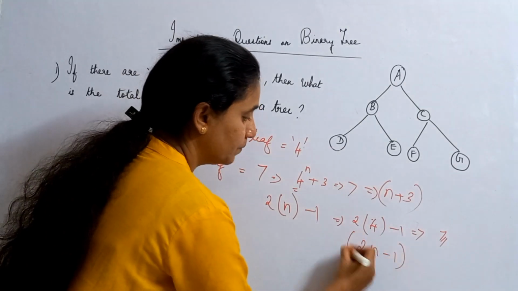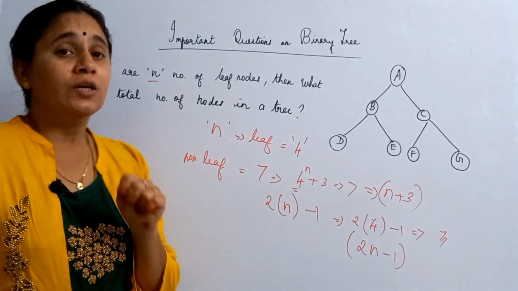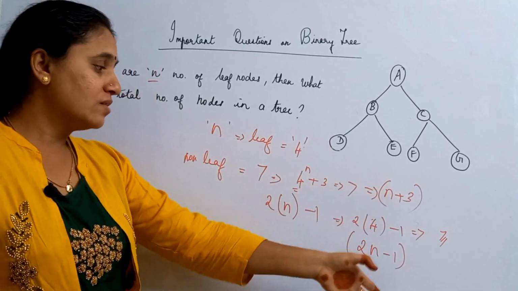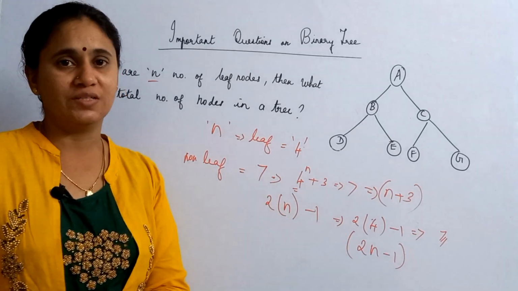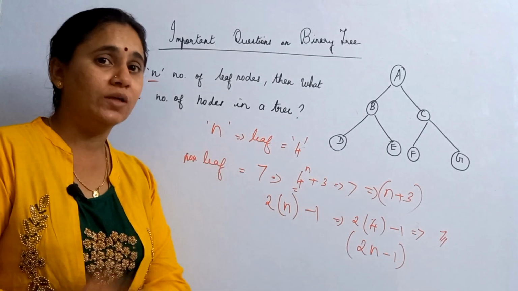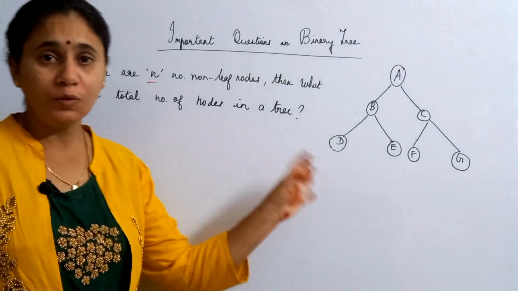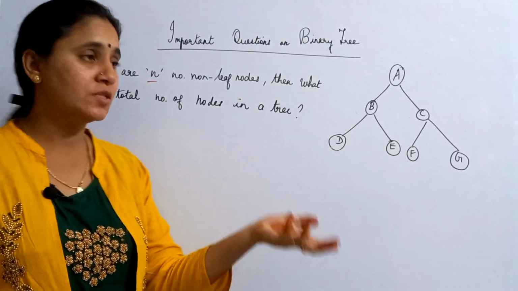So what answer will I be getting? 2n minus 1. So for this question, I am getting two possible answers. So in examination, they may ask any one. So based on the substitution, I can derive this answer, friends. Okay, right. So next, we will try another question pattern. This is another point. See, if there are n number of non-leaf nodes that is being given.